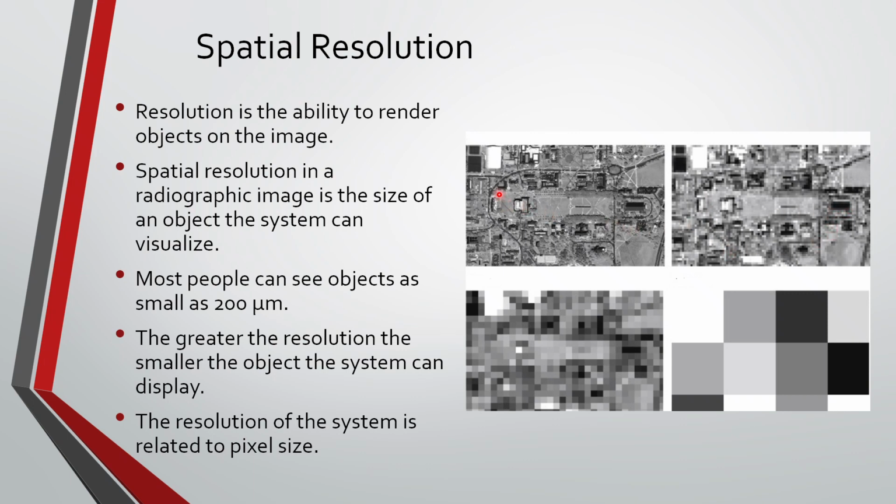And then we move up to a much higher resolution, okay? And now we can visualize much more. So the greater the resolution, the smaller the object the system can display. So there's very small details in here, all right? The resolution of this one's greater, so we can display it.